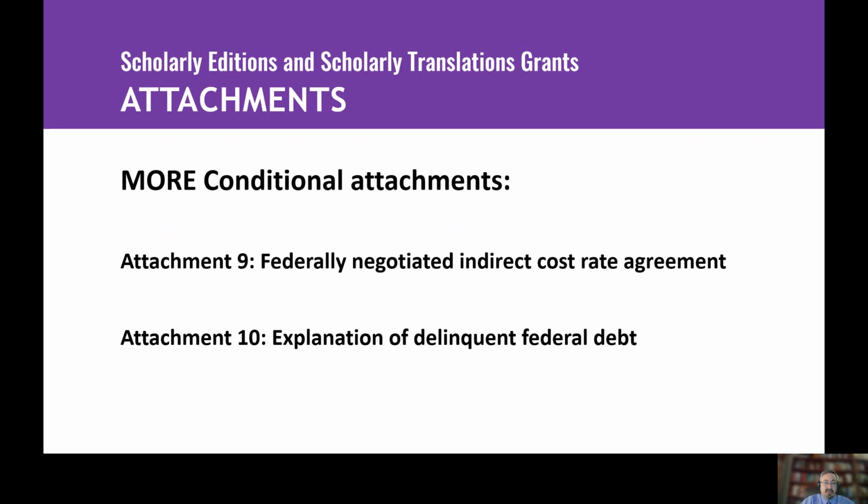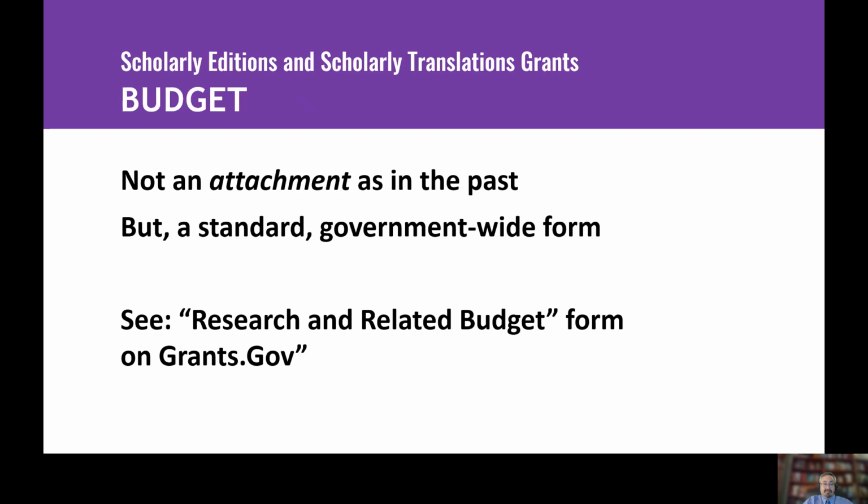And then there are 2 more attachments, which I won't get into, which are conditionally required: your indirect cost agreement, which your grants office will know about, and also the explanation of any delinquent debt. Obviously, if you're asking for any indirect costs, you would have to have that indirect cost agreement included with your project. Or you could ask for, I think there's a rate you can use if you do not have a negotiated rate, or if you would prefer to use the lower rate and can use the lower rate, you would not have to provide that.